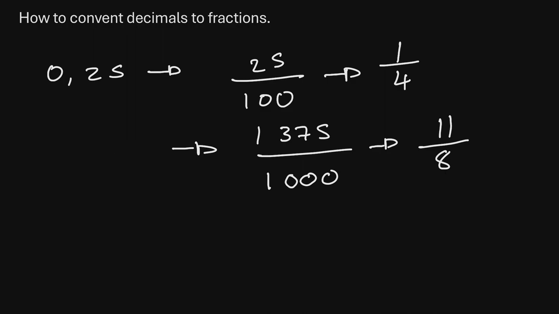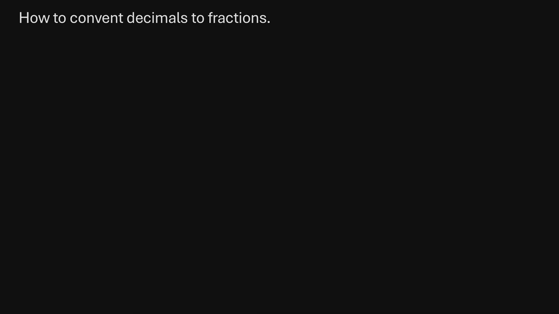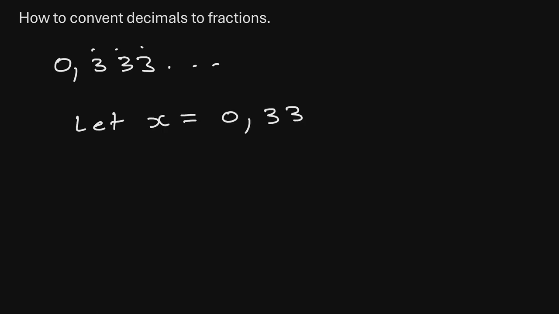So now let us look if we have a recurring decimal number. So let's say we have 0.333, that is recurring up to infinity. So now how can we convert this to a fraction? What we usually do, we actually let this value that is given to us, be x. So we're going to say let x be equal to 0.33 recurring like that.